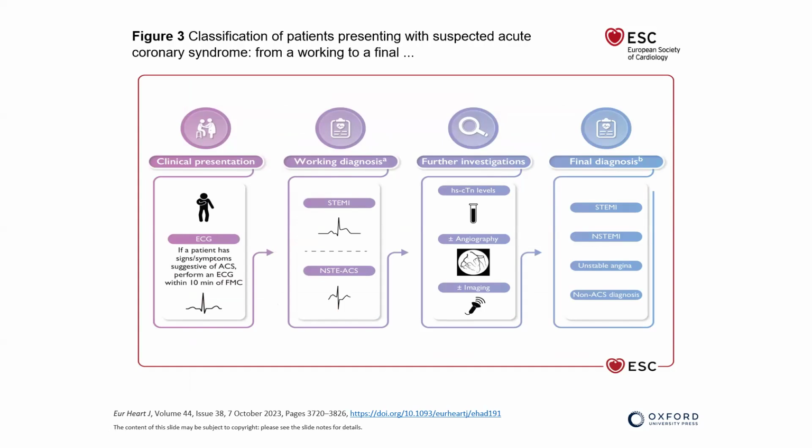This is for re-emphasis. If a patient reports with a history suggestive of acute coronary syndrome, mostly chest discomfort as stated, ideally you need to perform an ECG within 10 minutes of first medical contact. The ECG will help you classify the patient as having a STEMI or a non-ST elevation acute coronary syndrome. And when the troponins come, depending on whether they are elevated or not, you can reclassify the non-ST elevation acute coronary syndrome into unstable angina or NSTEMI. And at the end, this patient may actually be excluded from having an ACS. It may be a non-acute coronary syndrome diagnosis.